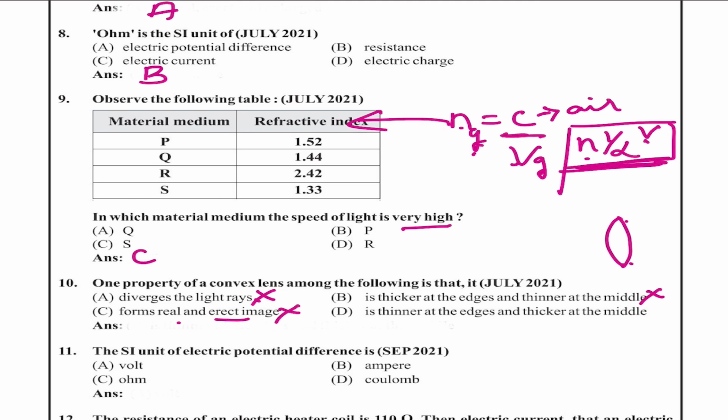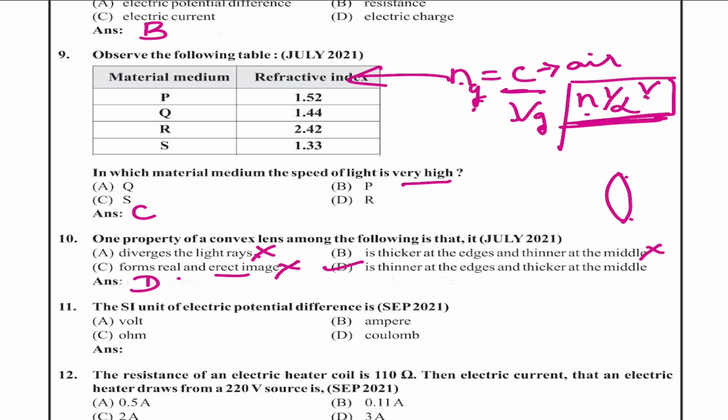Now coming to the last option. It is thinner at the edges and thicker at the middle. Just check with the diagram. Is it thinner at the edges compared to its middle portion? Yes. Hence, the correct option is option D. Coming to the next question.